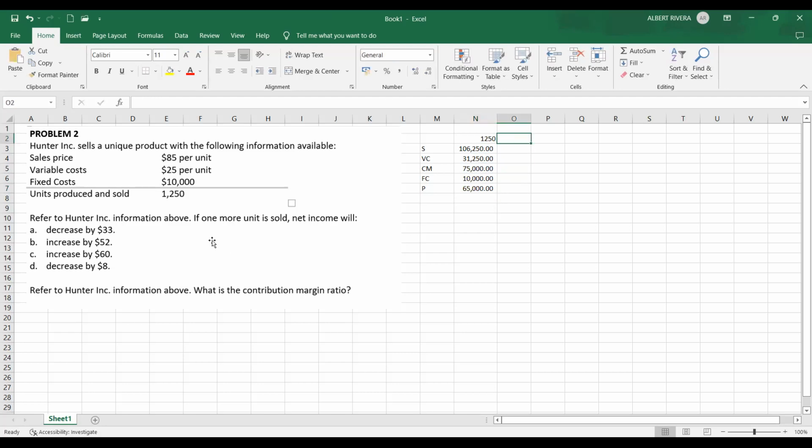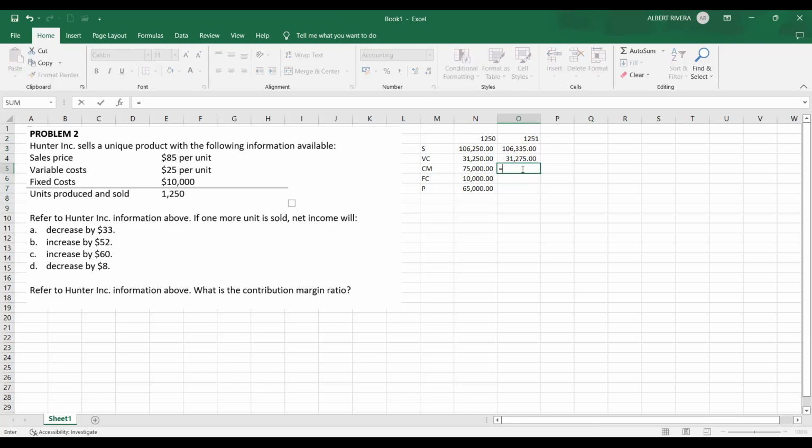While if another unit will be sold, this will now be 1,251. At 1,251, this is 1,251 times 85, and this is 1,251 times 25 per unit. So this will give you 106,335 minus 31,275, so this is 75,060, minus the fixed cost of 10,000. That will give you 65,060. Therefore, there would be an increase in profit amounting to what? 60 pesos. So this is the answer. The answer is letter C.